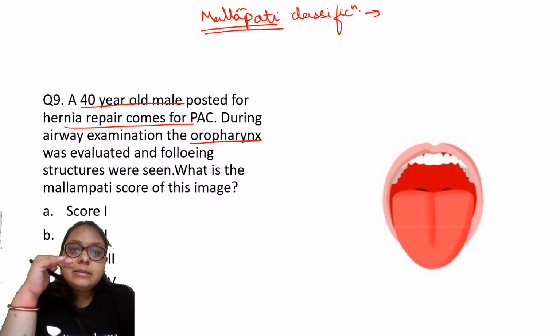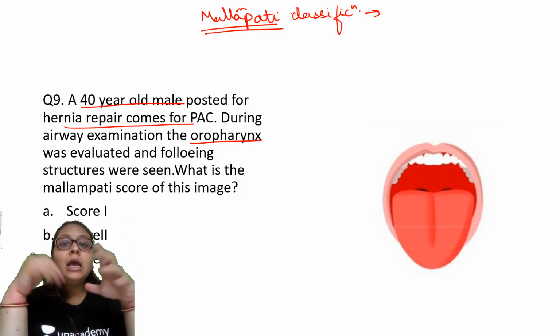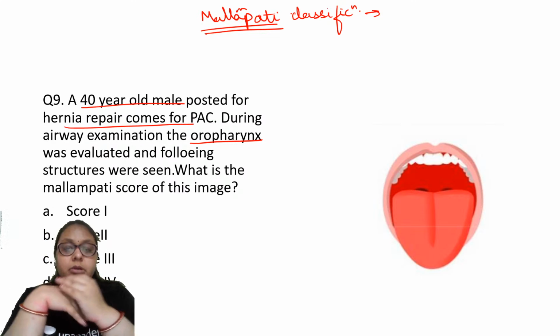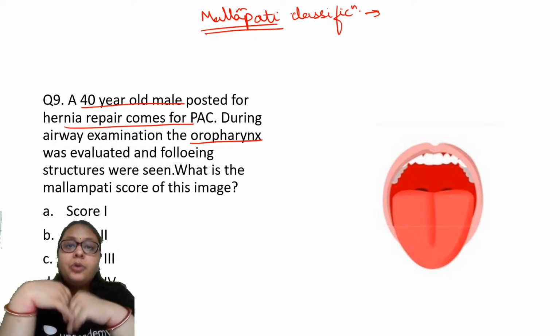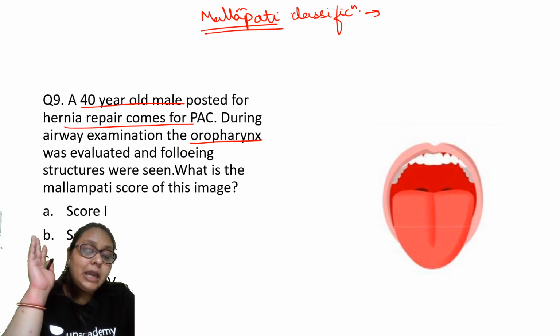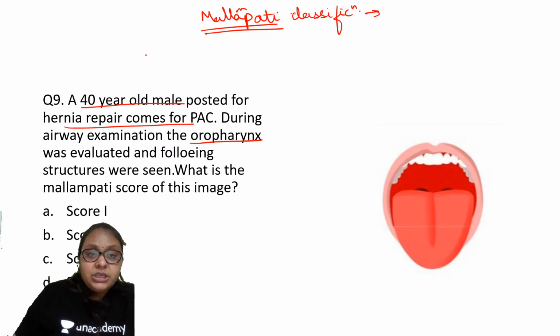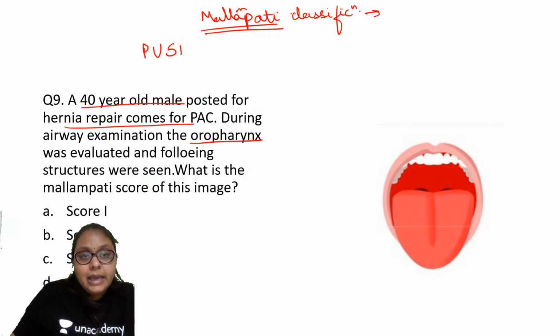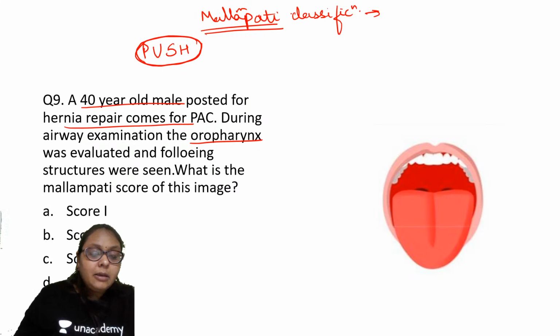The examiner sits at the eye level to the patient. The patient is asked to open the mouth as wide as possible, tongue protruding out without phonating. Remember, without phonating. And normally the structures seen are PUSH, that is the pillars.